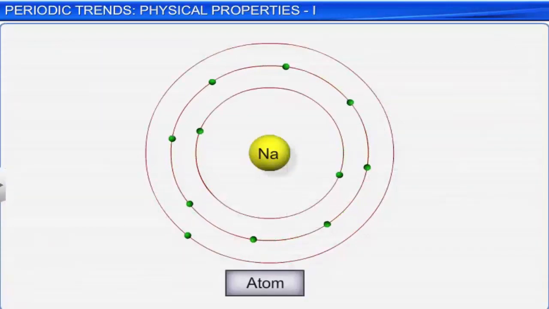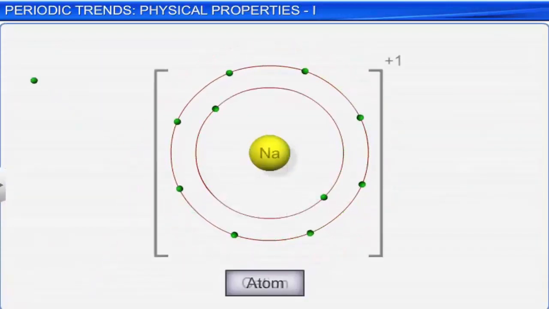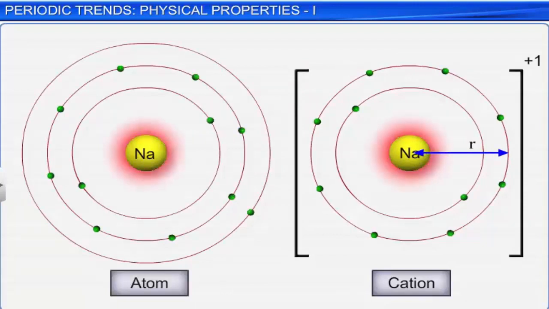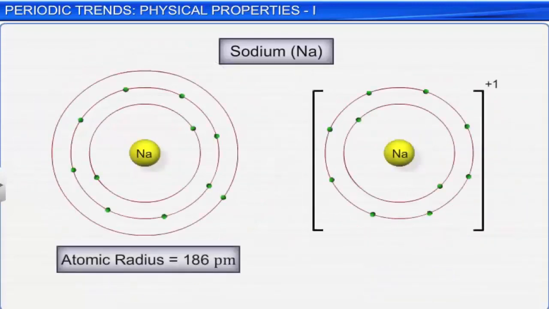The radius of a cation is always smaller than its parent atom because, while the nuclear charge remains the same, the number of electrons is decreased. This results in an increase in the nuclear attraction on the valence electrons, leading to a decrease in the size of the atom. For example, the atomic radius of sodium atom, Na, is 186 picometers, whereas the ionic radius of sodium ion, Na+, is 95 picometers.